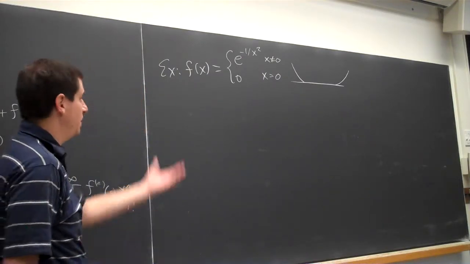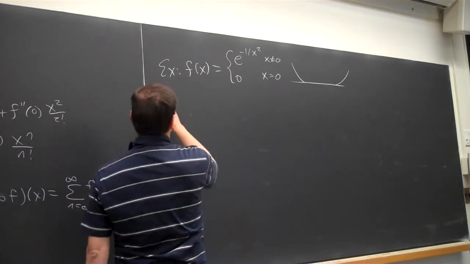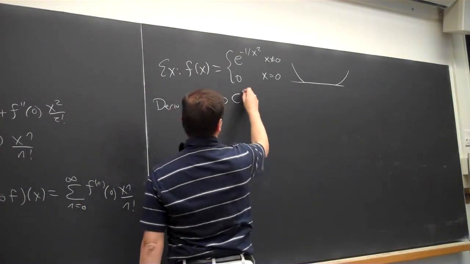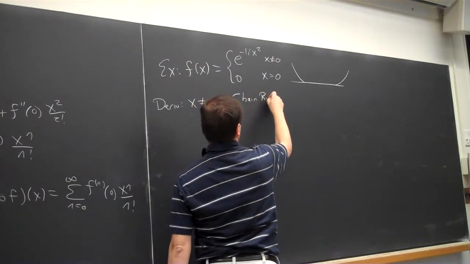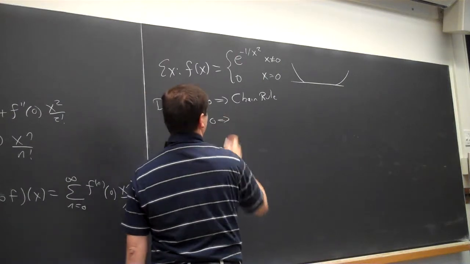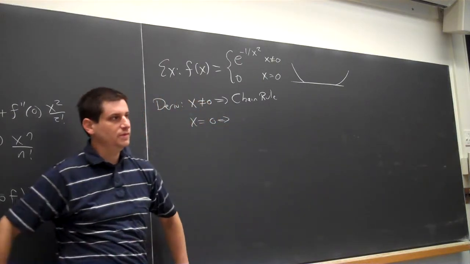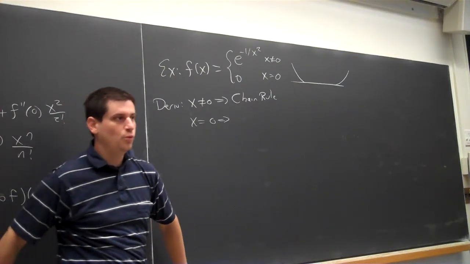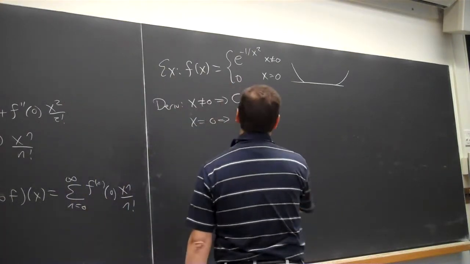Chain rule. So if x does not equal 0, we use the chain rule for the derivative. What if x equals 0? We have a split in the definition of the function, so we have to go back to the definition of the derivative.